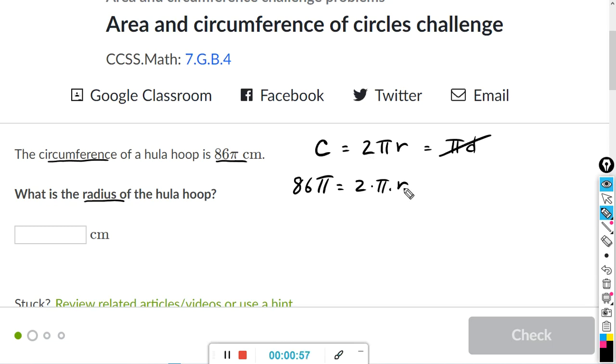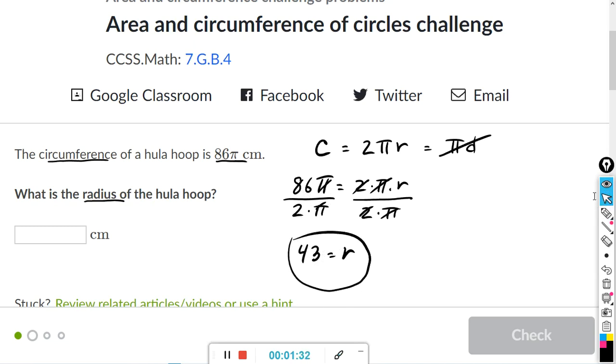Okay, in order to solve for r, I'm going to divide both sides by 2 times pi. Okay, 2 divided by 2 cancels. Pi divided by pi cancels. And we're left with the radius r. On the left-hand side, pi divided by pi cancels. 86 divided by 2 is just 43. So that's it. The radius equals 43. Write in the box, 43.